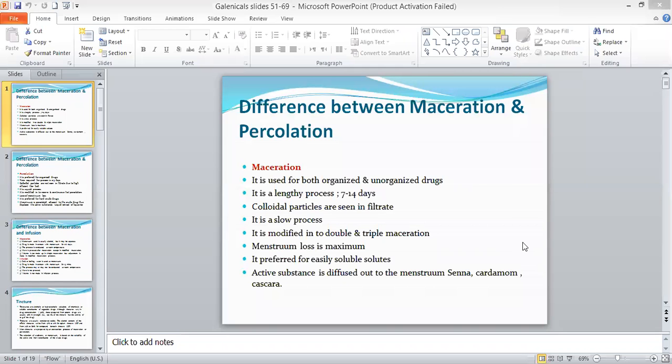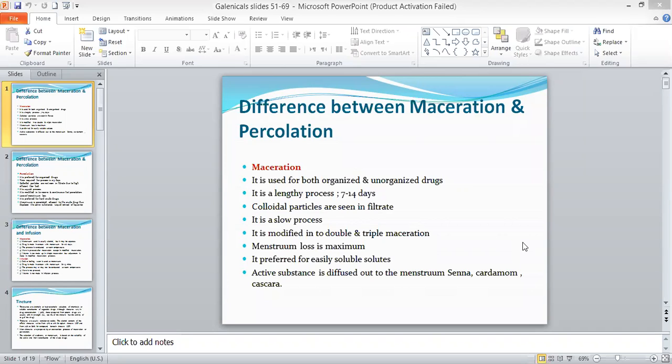So what is the difference between maceration and percolation? Maceration is used both for organized and unorganized drugs, drugs having a definite shape and drugs not having a definite shape. It is a lengthy process in which 7 to 14 days of time is required. Colloidal particles are observed in the filtrate. It is a very slow process.